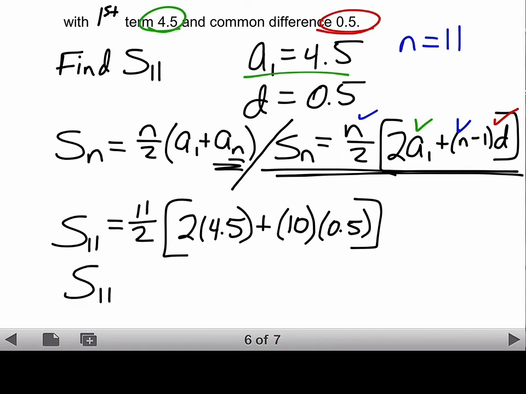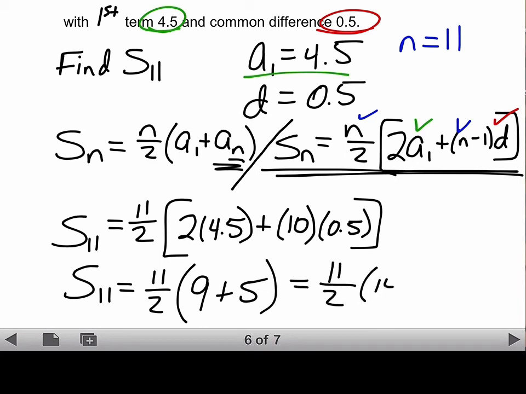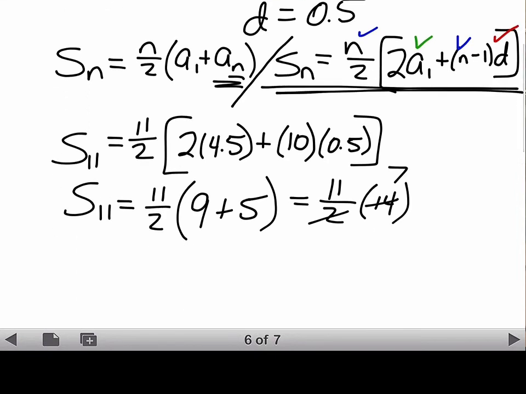So s sub 11 is equal to 11 over 2 times 9 plus 5. That seems to me to be 11 over 2 times 14. And since 2 divides into 14 7 times, the sum of the first 11 terms is equal to 77.